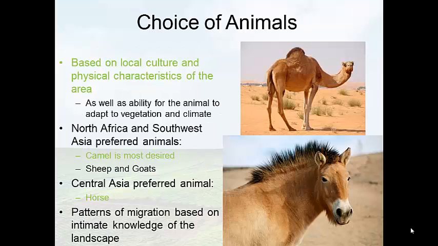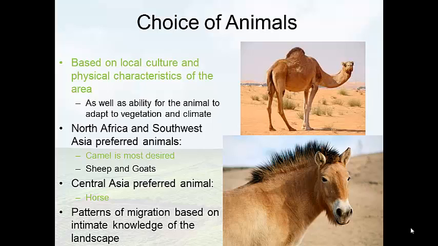All right, here are some of the choices of animals they have. First, it's based on the local culture and physical characteristics of the area, depending on the animal, what they can live off of in the climate. Now, in North Africa and Southwest Asia, the preferred animal is a camel. It is most resistant to weather and can last longest without water and food. And sheep and goats are also popular as well. In Central Asia, the preferred animal is the horse.